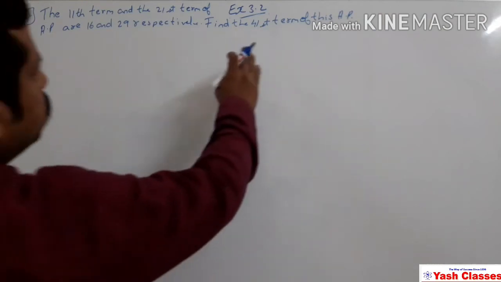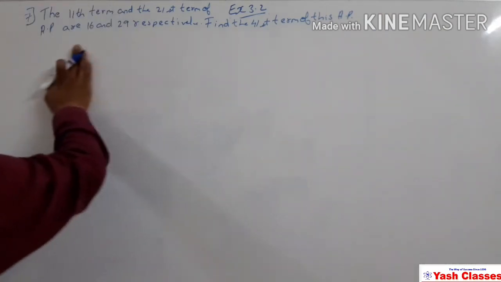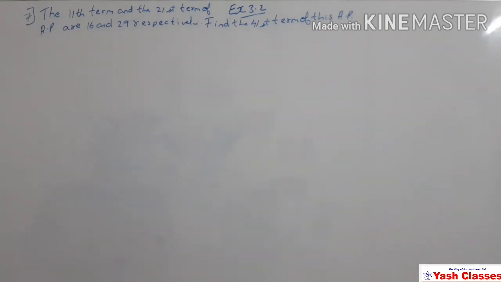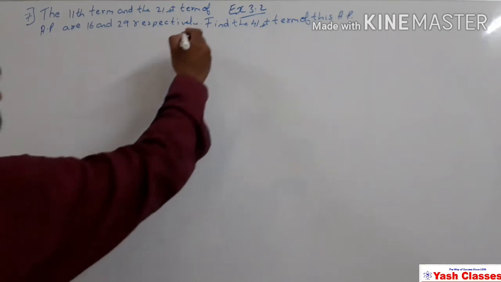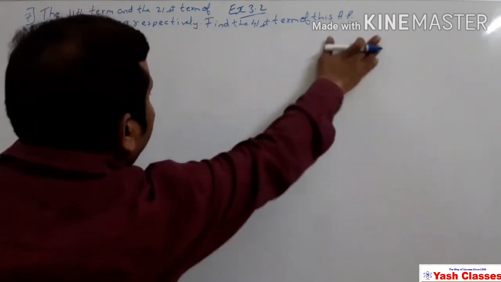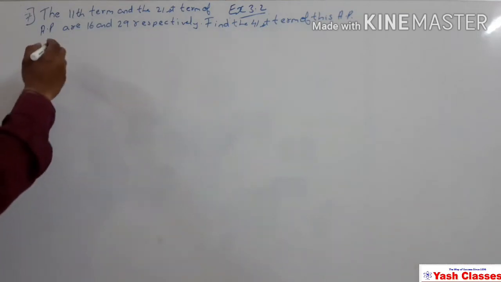Exercise 3.2, sum 7. The 11th term and the 21st term of an AP are 16 and 29 respectively. Find the 41st term of the AP. Now here, see here.